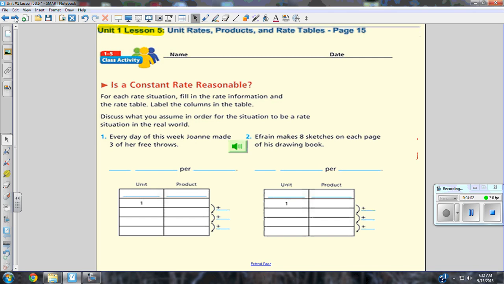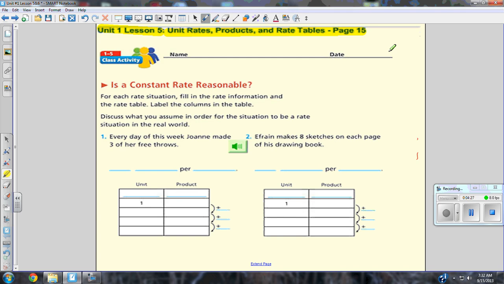Draw a line in your black notebook, write Unit 1, Lesson 5, and we are dealing with unit rates, products, and rate tables, and that's on page 15. So everything I highlighted, please write down in your notebook. And then let's get started.